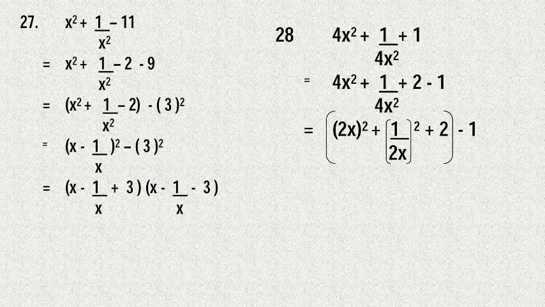Question number 28. 4x square plus 1 by 4x square plus 1. This problem is similar to question number 27. 4x square can be expressed as 2x whole square, plus 1 by 4x square can be expressed as 1 by 2x whole square. Again, plus 1 is expanded or adjusted as plus 2 minus 1. In the next step, the grouping is shown in the slide, and the remaining steps, the conclusion and the simplification, are left for you to solve in the classwork.